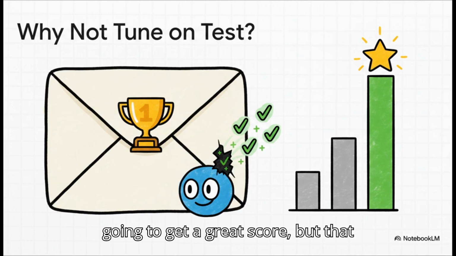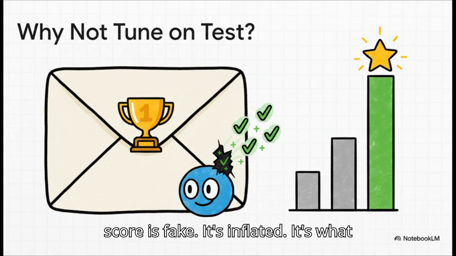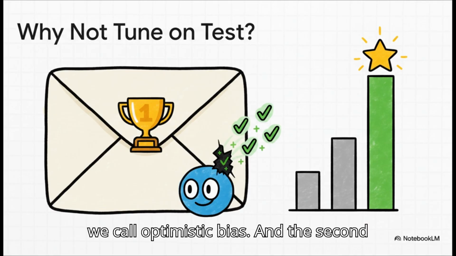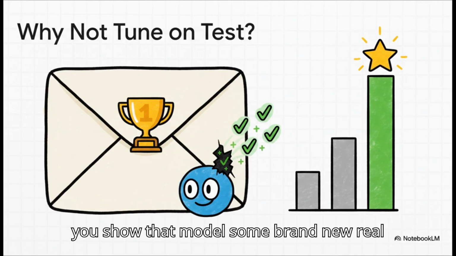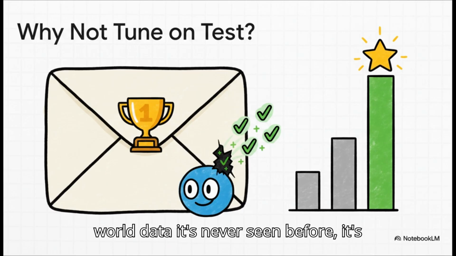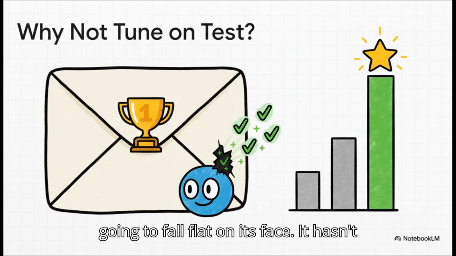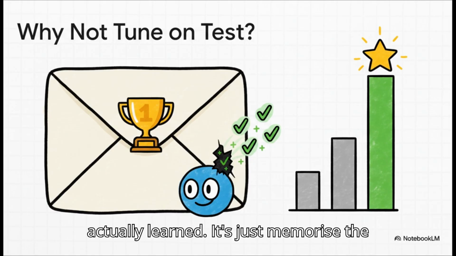Of course it's going to get a great score, but that score is fake. It's inflated. It's what we call optimistic bias. And the second you show that model some brand new real-world data it's never seen before, it's going to fall flat on its face. It hasn't actually learned, it's just memorized the answers.